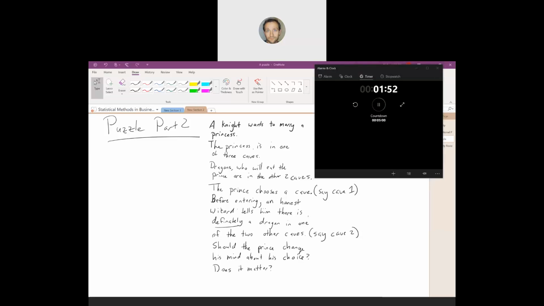Just a quick hint on this. You can frame this as a conditional probability. So conditioned on or given that the wizard has revealed some information. Yeah, you can frame the problem in that way.